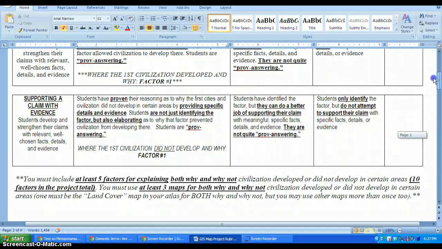When you are explaining and proving, obviously I need at least five factors for both where civilization did develop and where civilization did not develop. Okay, so that's 10 total. You must use at least three maps for each part. For each part, you must use the land cover map in your atlas. You have no choice there. You have to use it. That one will help you a lot. But you can use other maps more than once. So if you want to use a rainfall map on both parts, you can. If you just want to use it on one part, that's fine too. But you've got to use three maps for both parts.